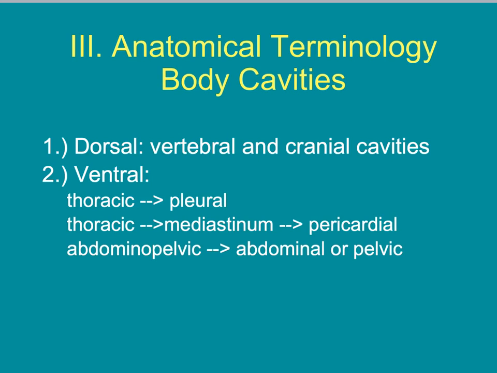Abdominopelvic can get more specific as well. You have the abdominal region and then also the pelvic region. The abdominal holds things like your intestines, your stomach, your liver, your kidneys. The pelvic is your urinary bladder and your reproductive organs.